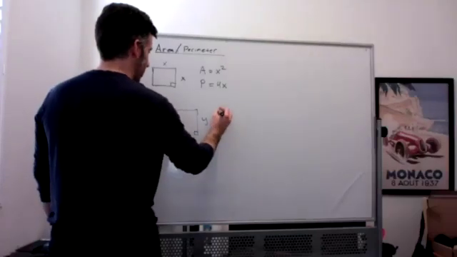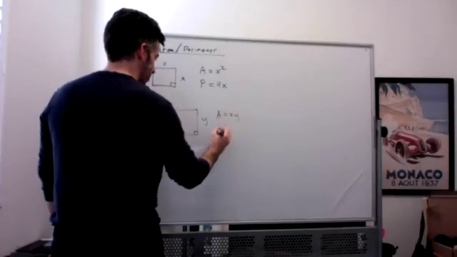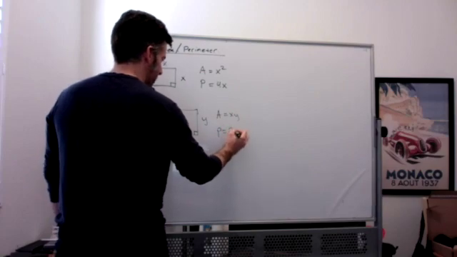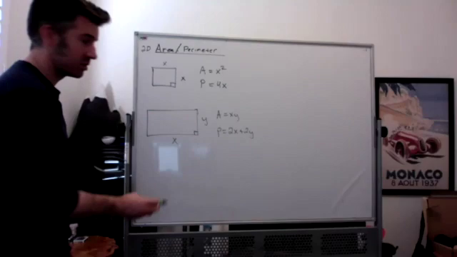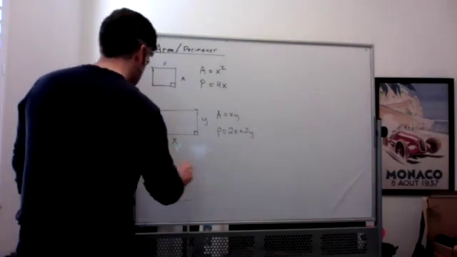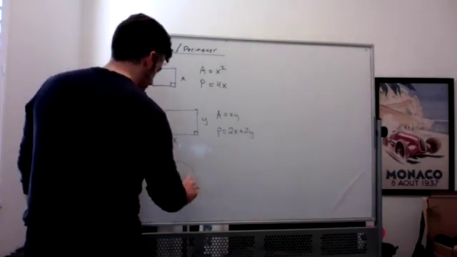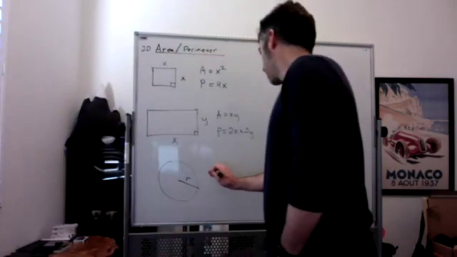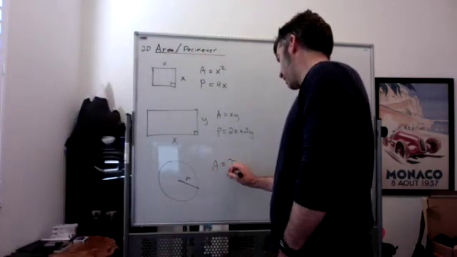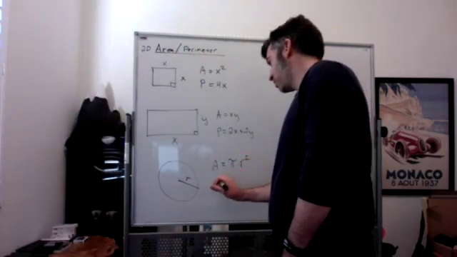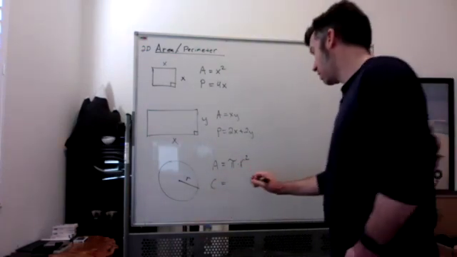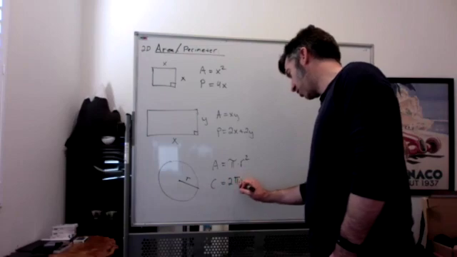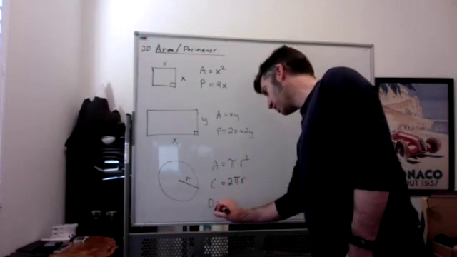Area is X times Y. Perimeter is 2X plus 2Y. Great. Circle. Radius is R. Area is pi times r squared. Circumference, which is perimeter, what we call circumference for a circle, is 2 pi r. The diameter is equal to 2r.